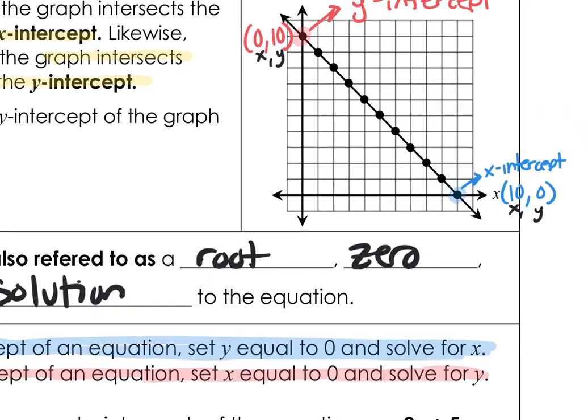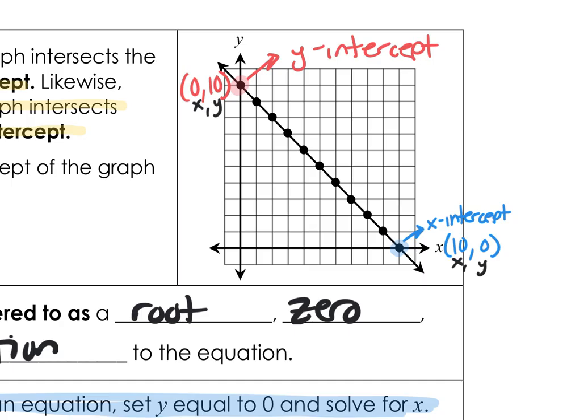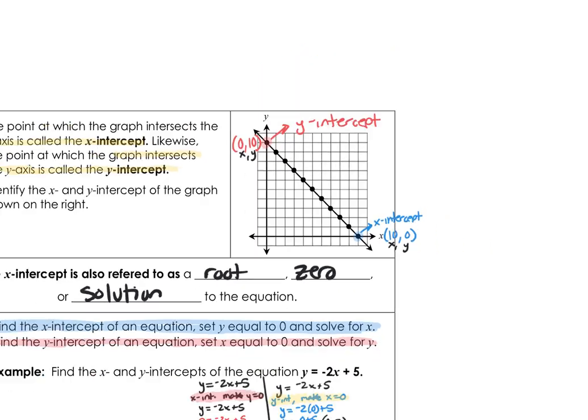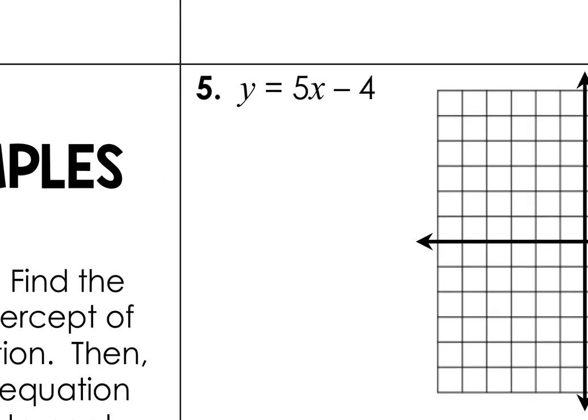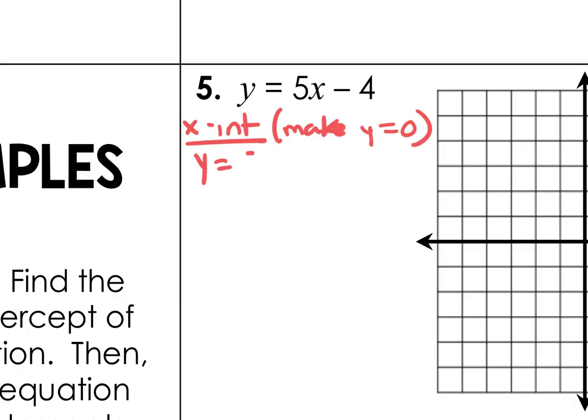Look at this graph up here. This is graphing with intercepts. Do you have a point on the y-axis? Do you have a point on the x-axis? That's graphing with intercepts. I just want to be clear about that. So let's take a look at number 5. First thing I need to do is find the x-intercept. To find the x-intercept, we're going to make y equal 0. So I'm going to go to that equation, y equals 5x minus 4. And where we see y, we'll make it equal a 0.